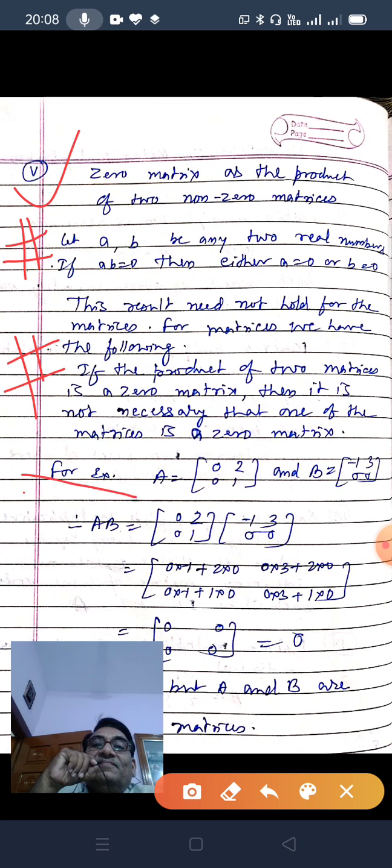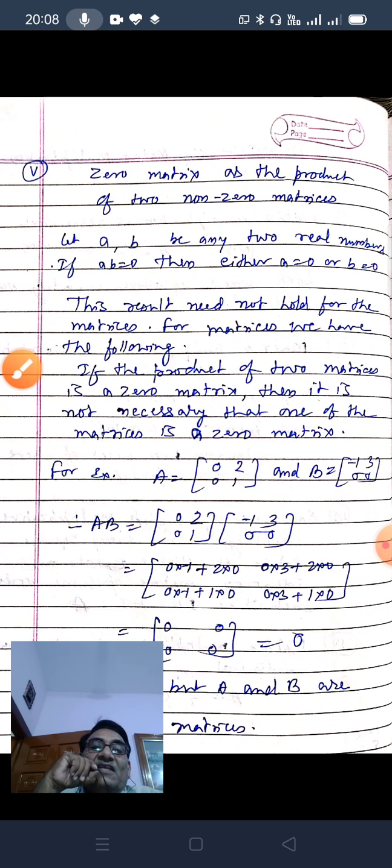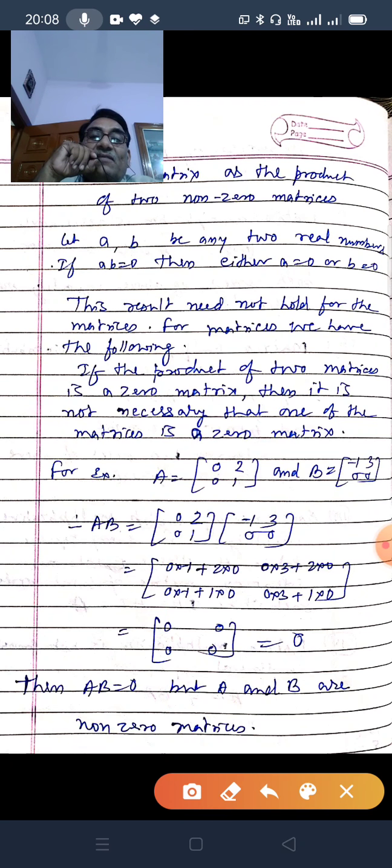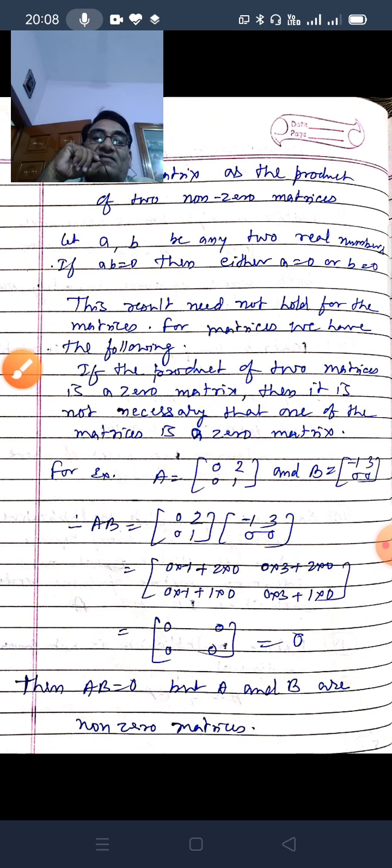For example, let us suppose A is equivalent to 0, 2, 0, 1 and B is equivalent to minus 1, 3, 0, 0. So their product AB is equivalent to 0, 2, 0, 1 times minus 1, 3, 0, 0. After multiplication, the same property is applied here, and you will get 0, 0, 0, 0. So it is a zero matrix. It means AB is equivalent to 0, but A and B are non-zero matrices. So this is an example of non-zero matrices.